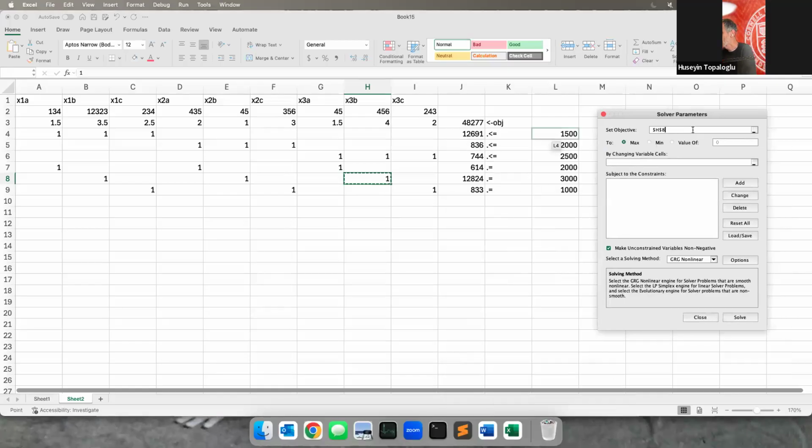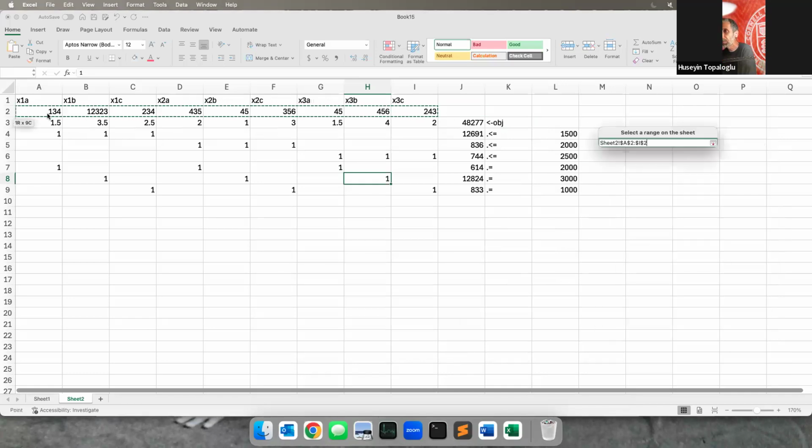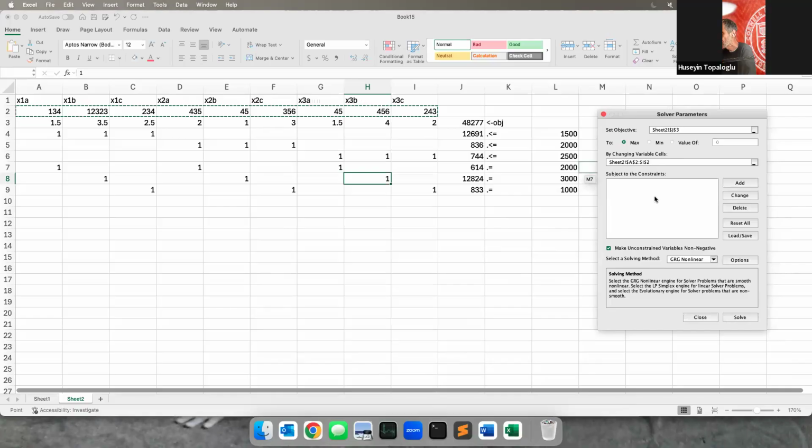Let's go here. Set objective. Our objective is in cell J3. There we go, J3. You want to maximize this objective by changing variable cells. Our decision variables are in cells A2 to I2. So I drag the cells A2 to I2. There we go. Those are our decision variables.